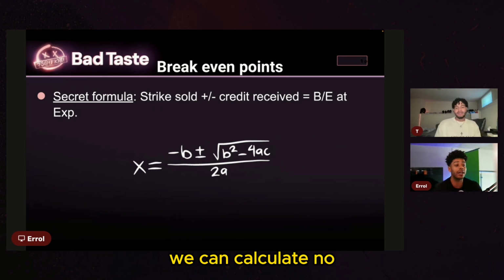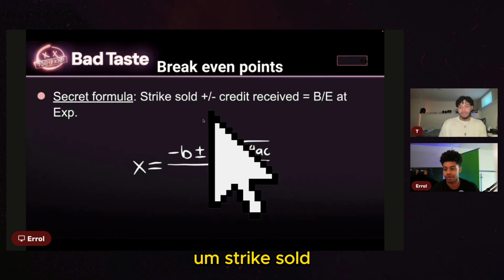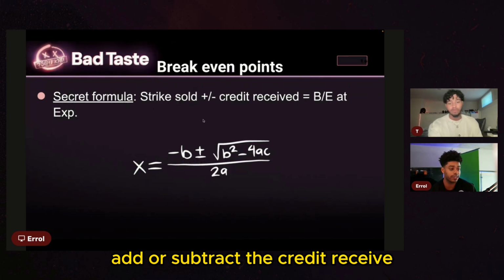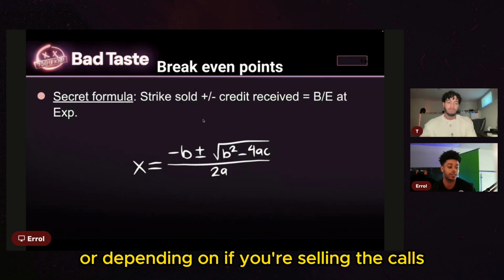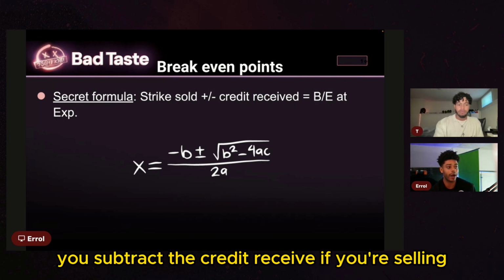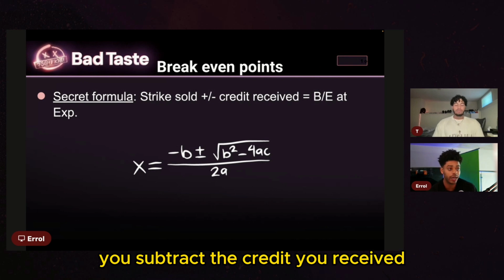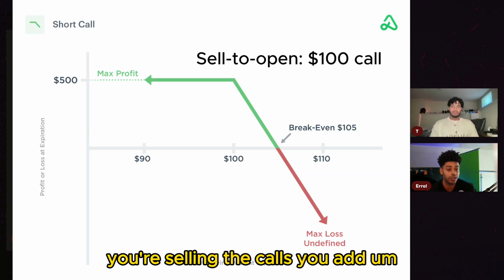Yeah, no, but we can calculate the break evens with this formula right here. Strike sold, add or subtract the credit received, depending on if you're selling the puts or if you're selling the calls. If you're selling the puts, you subtract the credit you received. If you're selling the calls, you add the credit received.